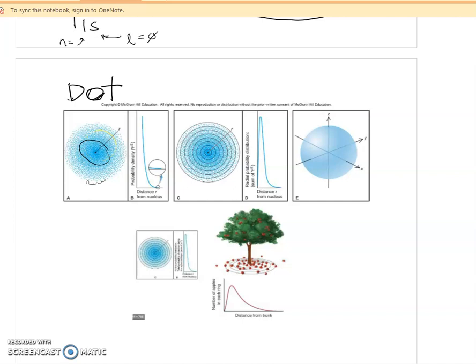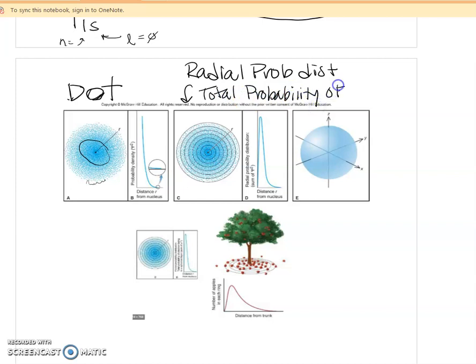The next type of plot we're going to look at is the radial probability distribution, and that's over here. So the radial probability distribution, that's this plot. So this is the total probability of an electron being in a spherical layer.